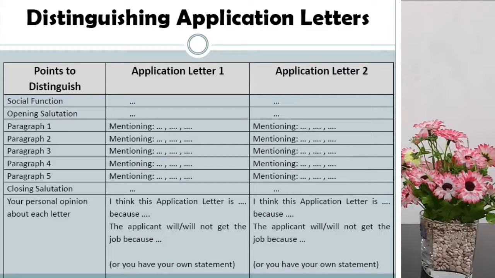Finally, you are at the last stage of today's activity. In your worksheet, you will find 2 application letters, and you are to distinguish them using this identification table. Find out the social function, opening salutation, what is mentioned in each paragraph, closing salutation, and your personal opinion about each letter. For your personal opinion, you can use these sentences or you have your own statement. It's okay.